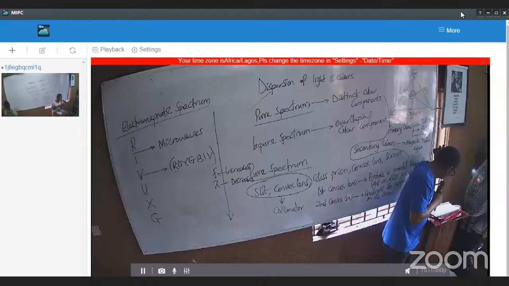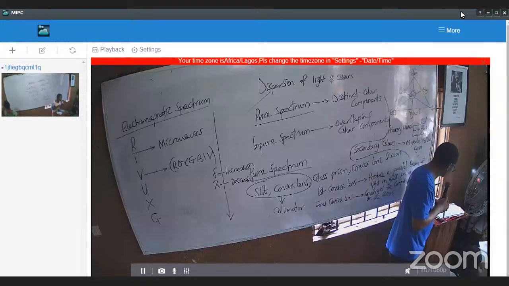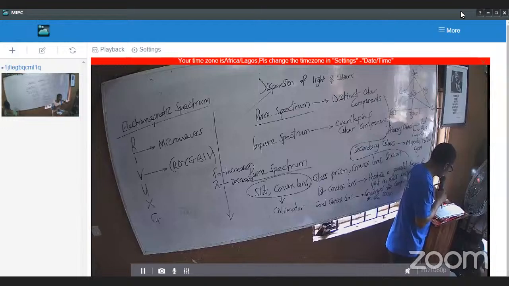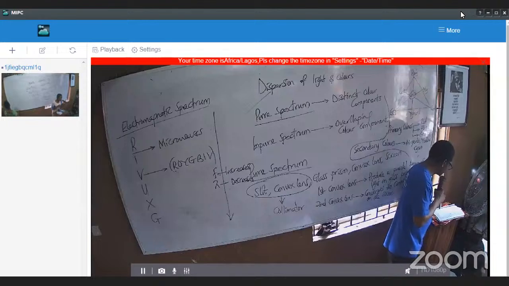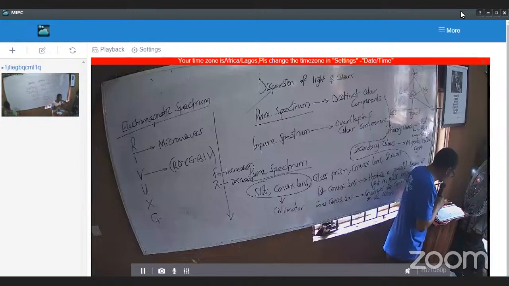Question 1. The angle of deviation of light of various colors passing through a glass prism decreases in the order of.